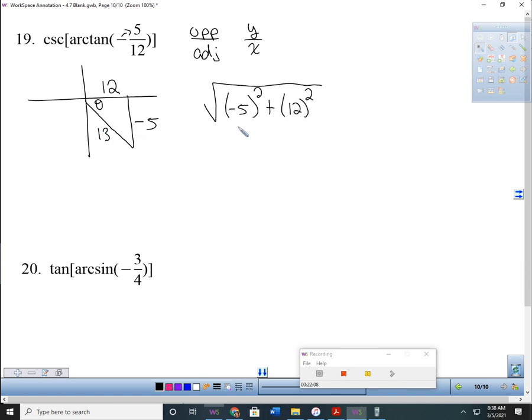All right. So then I'm finding cosecant. Remember, cosecant is the inverse of sine. So find sine. Sine is opposite over hypotenuse. So that would be -5 over 13. But since we're doing cosecant, we need to flip it. So it would be -13/5.